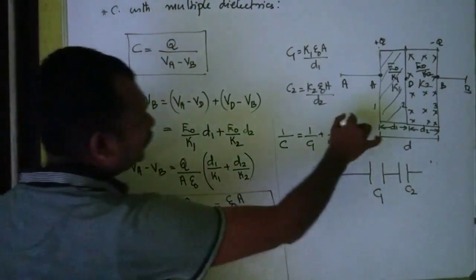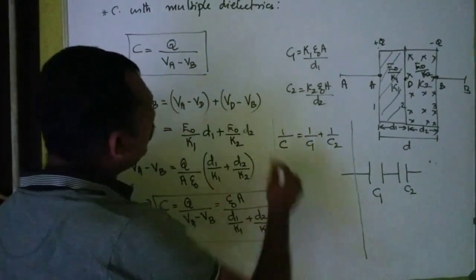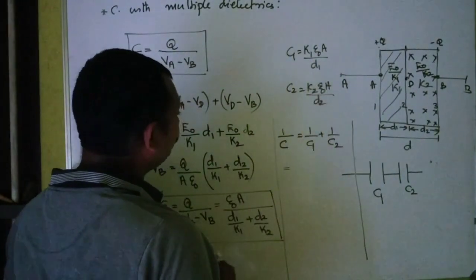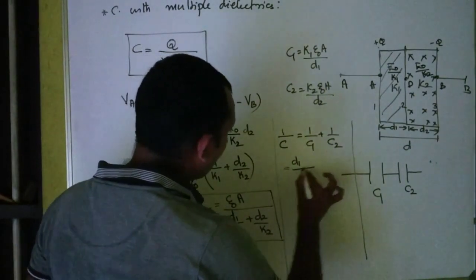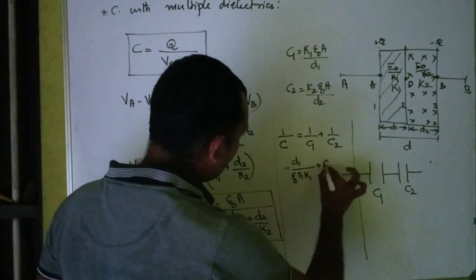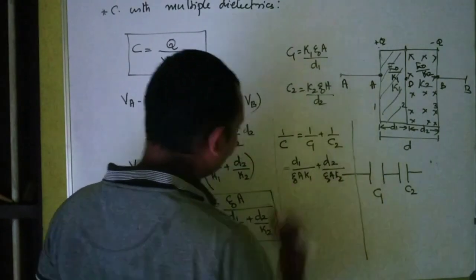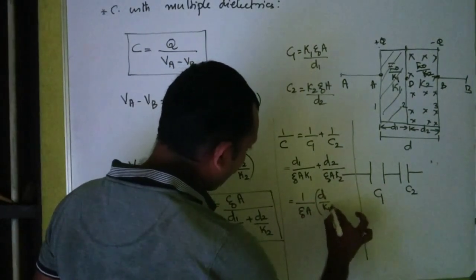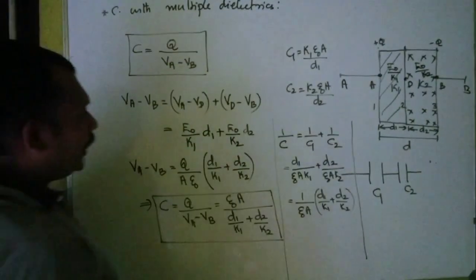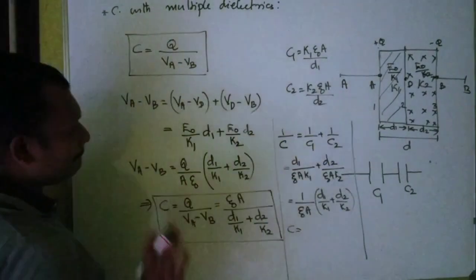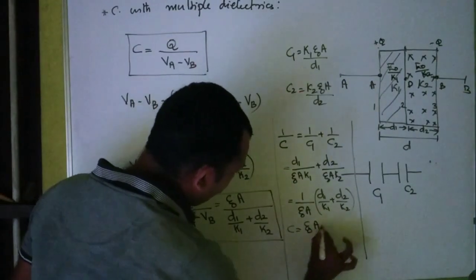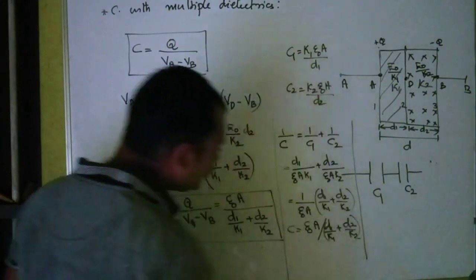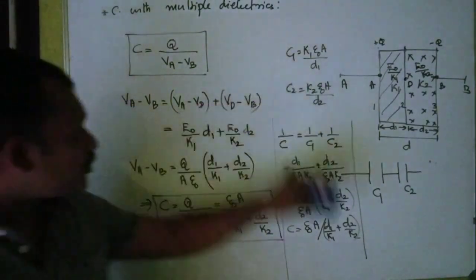1 by C. Okay, let us prove it. This is equal to, in C1 and C2 you can find common what? Epsilon 0 A. That means when you take 1 by C1, 1 by C2, this is D1 divided by epsilon 0 A K1 plus D2 divided by epsilon 0 A K2. This is 1 by C, or 1 by epsilon 0 A into D1 by K1 plus D2 by K2. That will give you C is equal to the reciprocal of this term, that is epsilon 0 A divided by D1 by K1 plus D2 by K2. This is the answer we got. This is the answer you are finding here also. This is how I can say the arrangement is a series arrangement.